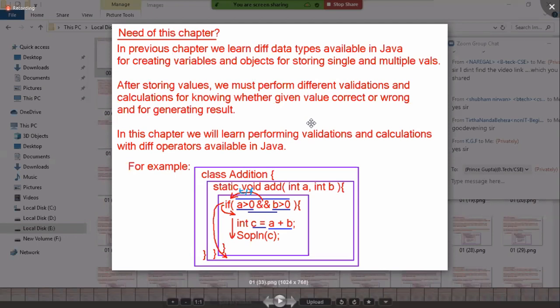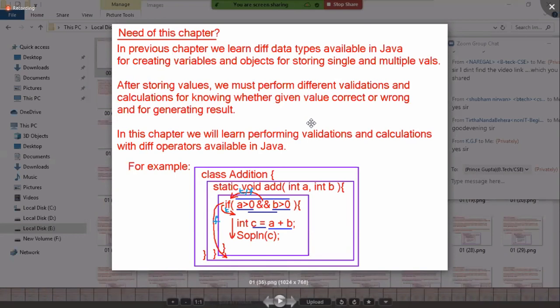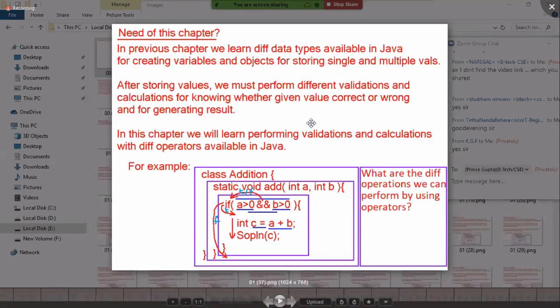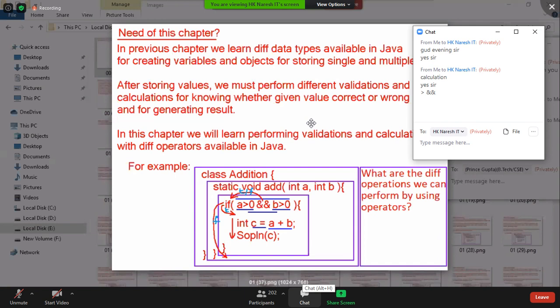I have questions now. In this entire program, I have performed validations and calculations. You understood clearly? Then answer my question. Observe. By using operators, what are the different operations we can perform? Can you please conclude?